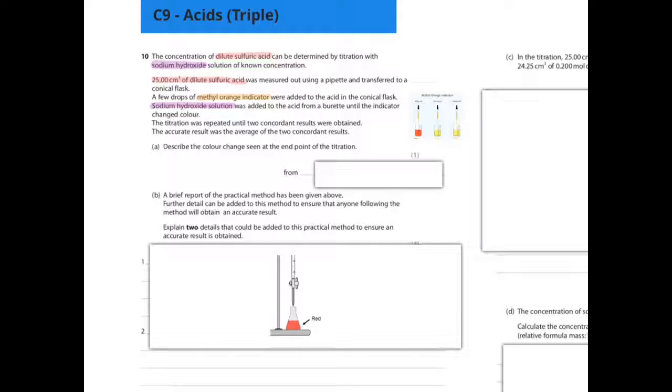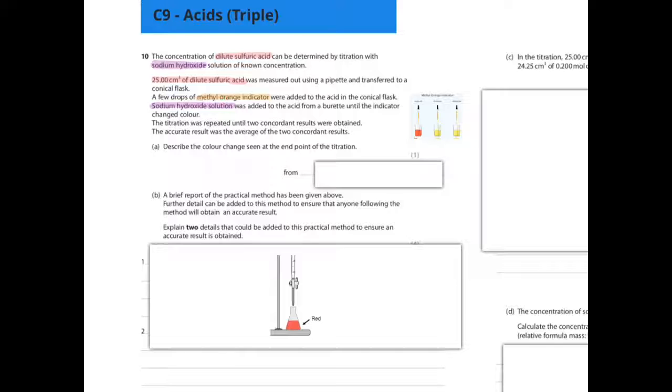Lots to read here. The concentration of dilute sulfuric acid can be determined by titration with sodium hydroxide solution of a known concentration. 25 cm³ of dilute sulfuric acid was measured out using a pipette and transferred to a conical flask. A few drops of methyl orange indicator were added.